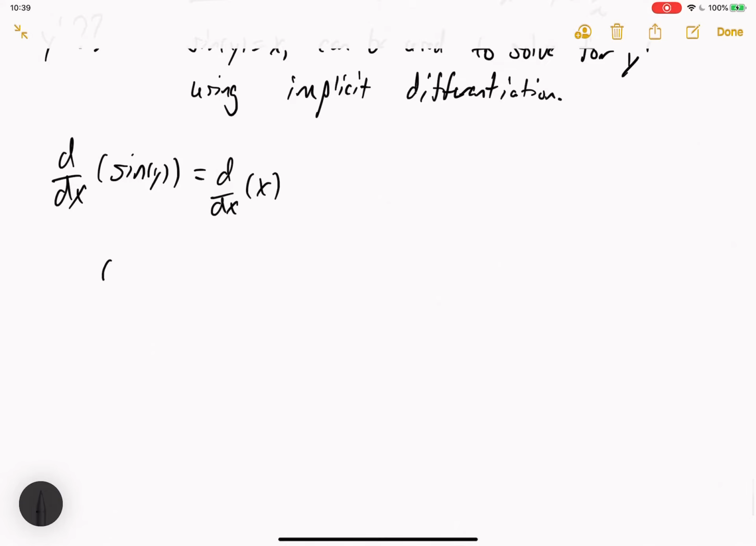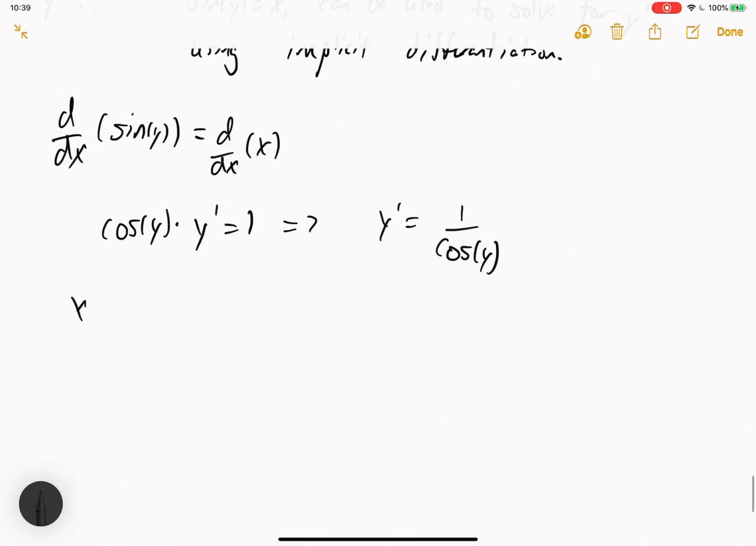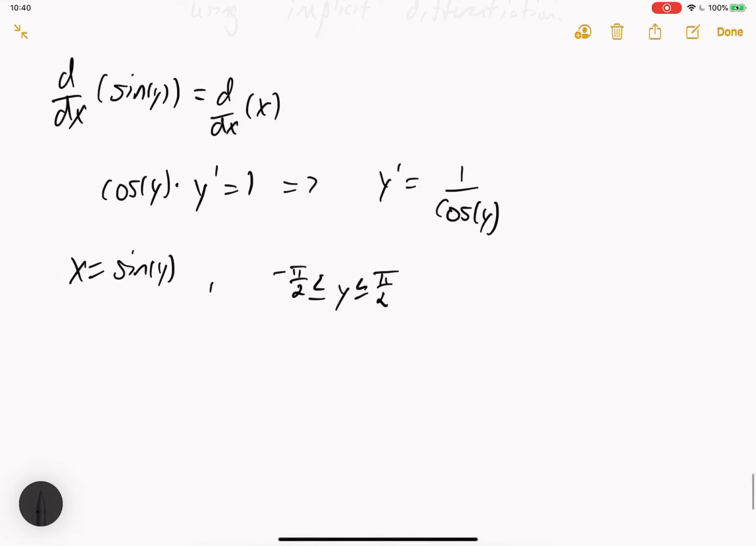So we just get cosine of y times y prime is equal to 1. So that tells us that y prime is equal to 1 divided by cosine of y. But this doesn't actually give us a derivative in terms of x, but we can use the fact that x is equal to sine of y, and then use our Pythagorean identity. So, since y is between negative pi over 2 and pi over 2, we have that cosine of y is positive.